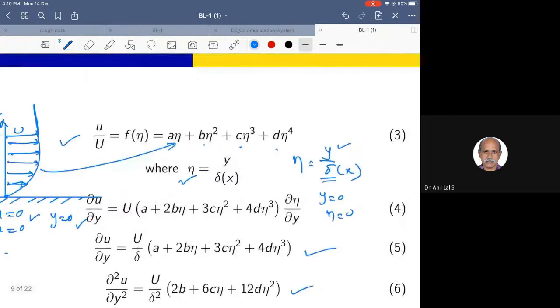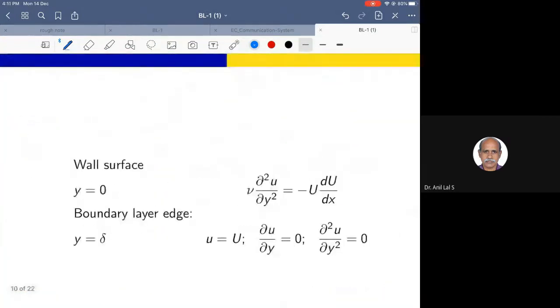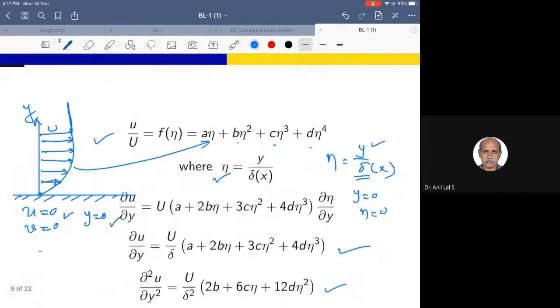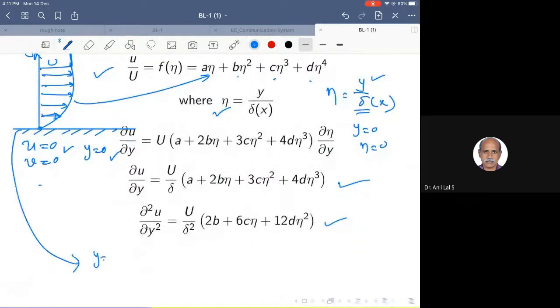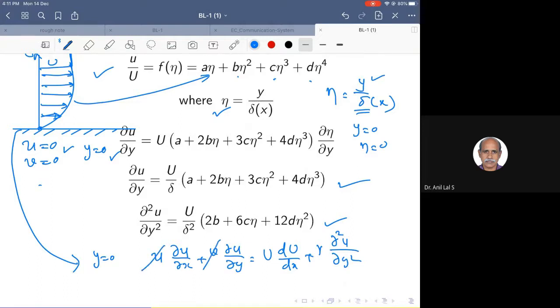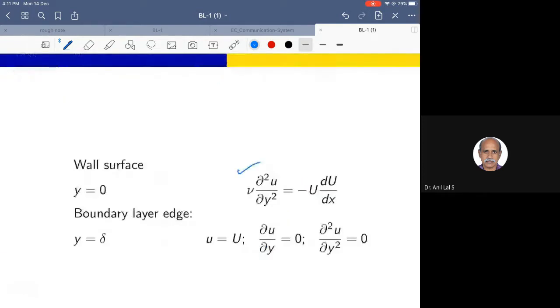The boundary conditions are on the wall surface, that is at y is equal to 0. We have the Prandtl boundary layer equation: u dou u by dou x plus v dou u by dou y is equal to capital U dU by dx plus nu into dou squared u by dou y squared, and on the wall u is equal to 0, v is equal to 0. So there is a potential velocity gradient, and at y is equal to 0, nu into dou squared u by dou y squared is equal to minus U into dU by dx.